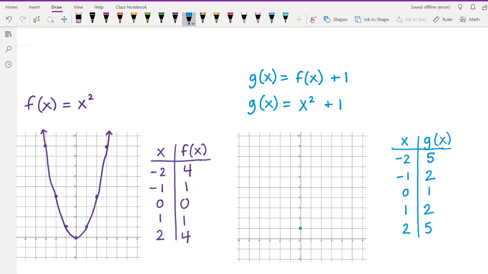So I'm going to go ahead and plot those points, and we'll see how this looks. I'm also going to plot, if you plug in -3 and +3, you would get 10, right? Because you'd have 9 plus 1, which is 10.